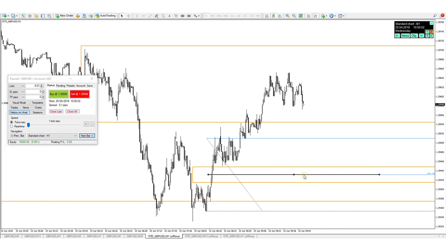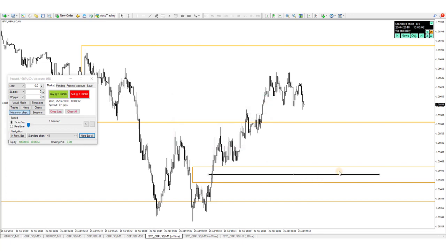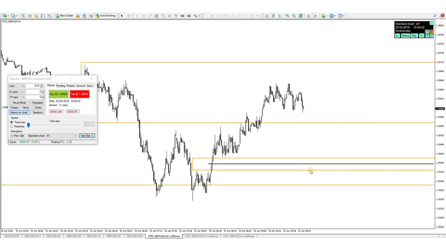So I'm just drawing the black line as something important for me, and I'm going to delete the Fibos. I don't like mess on my charts. Yeah, this line is perfectly horizontal. I think that this is okay.